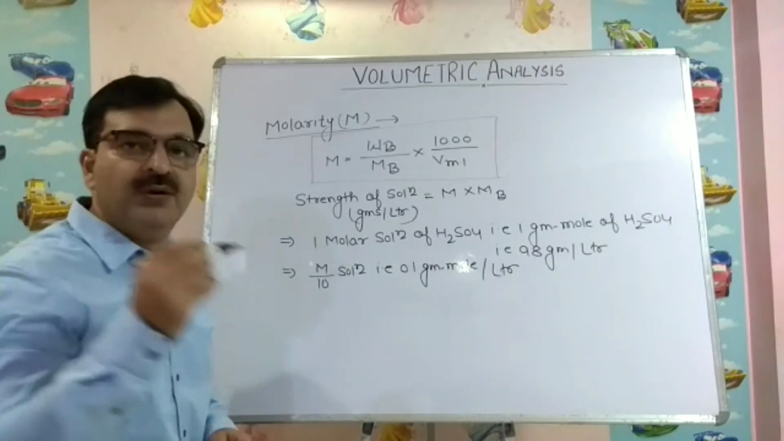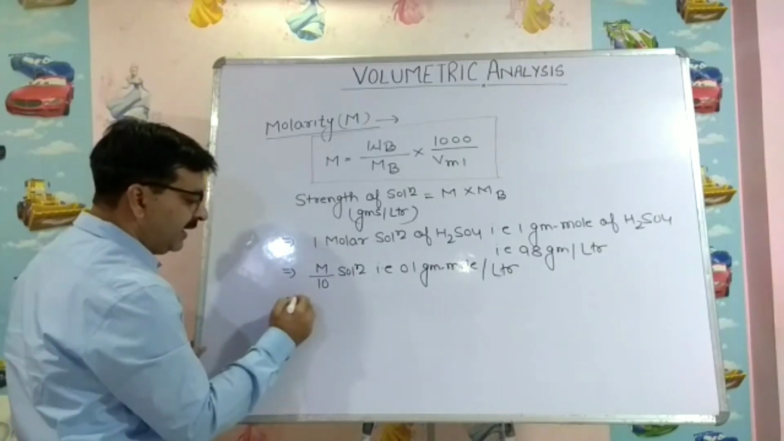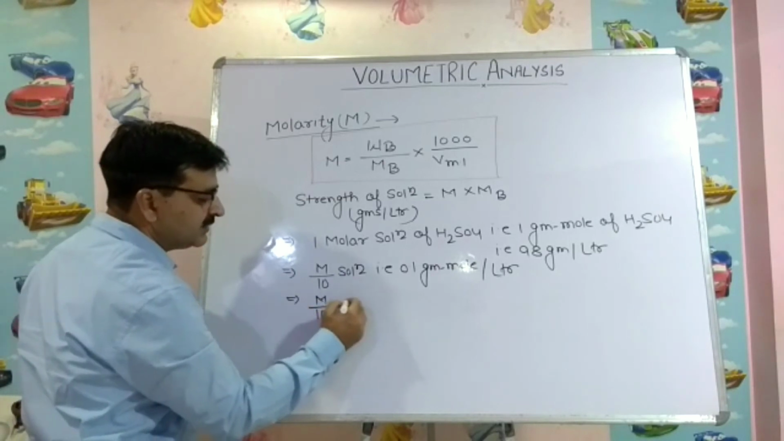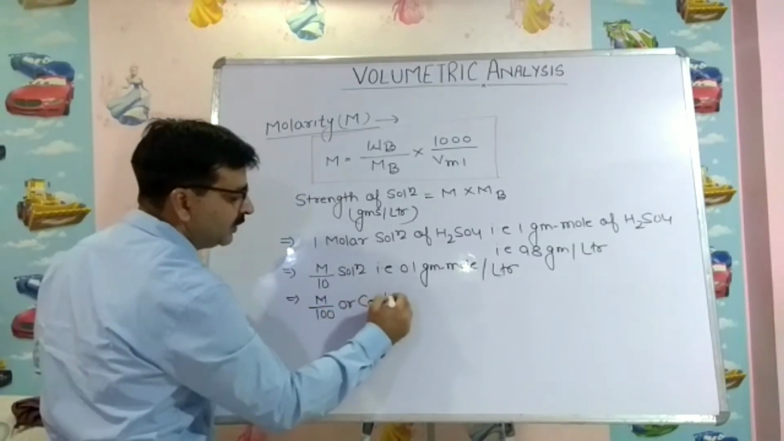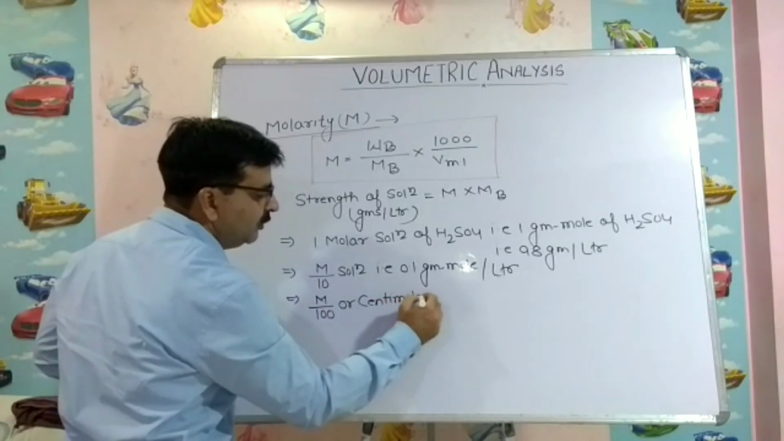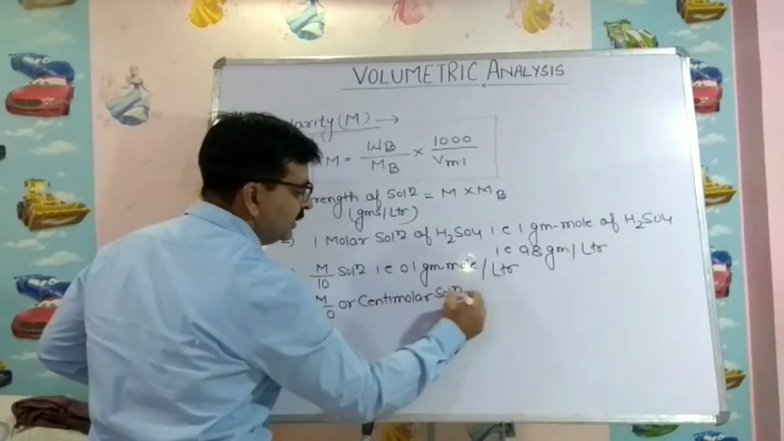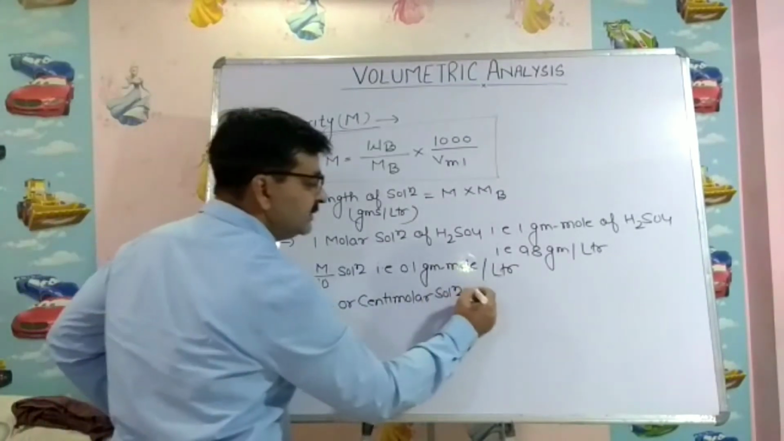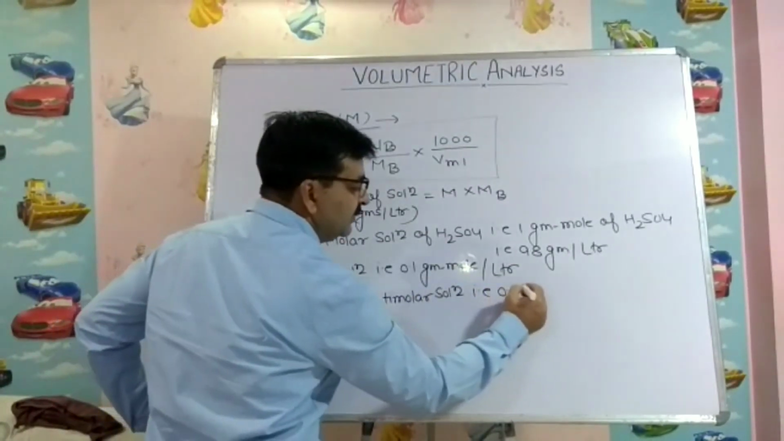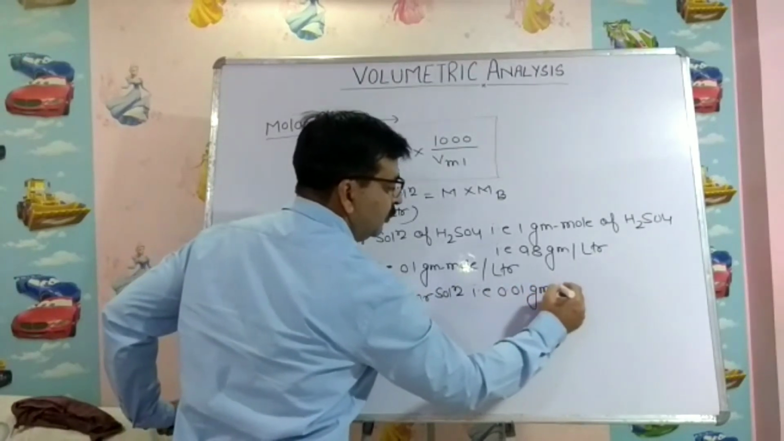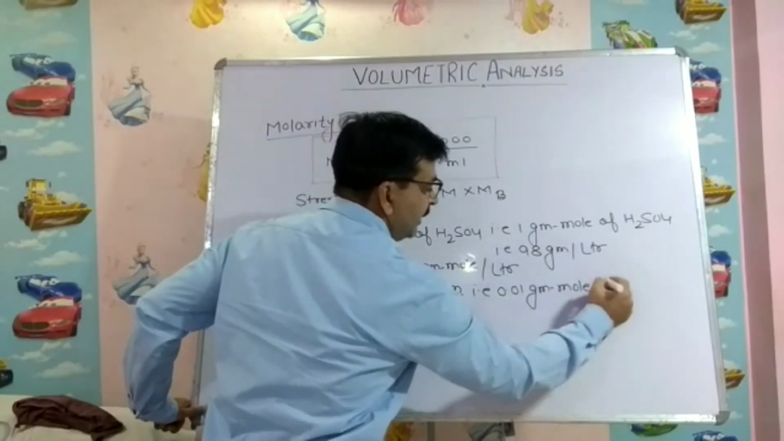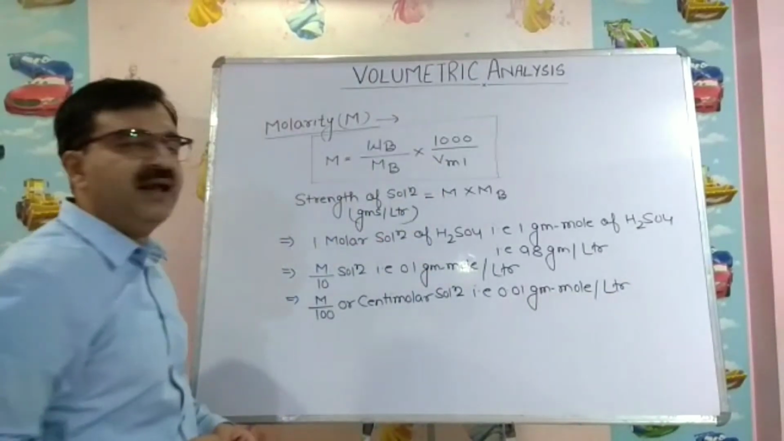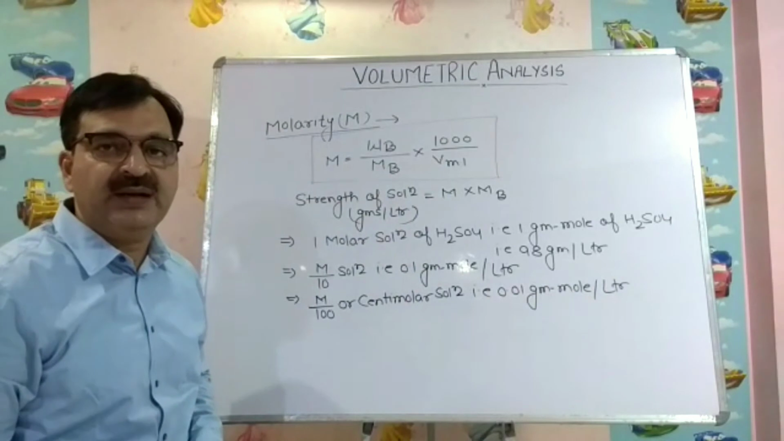Now again we have M by 100. This is termed as centimolar solution. Centimolar solution, that is M by 100, that is 0.01 gram mole dissolved per liter. So 0.98 grams of H2SO4 dissolved per liter of solution.